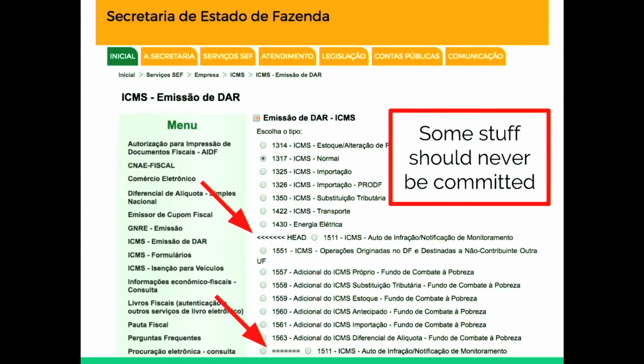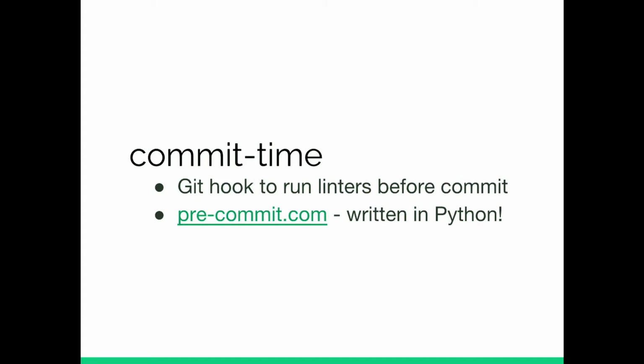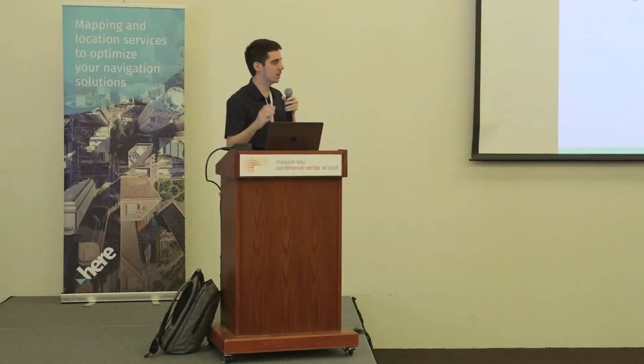But there is also some stuff that should never be committed. This is a real website from the Brazilian government, and someone committed a conflict here. Okay, so besides code checks during the development, there is also some stuff that should never be committed. And for that, you have commit time checks. You have pre-commit for that. It's an amazing tool that can run linters before the commit. So if the tool detects a failure on the linters, it won't allow the commit to go inside the repository.